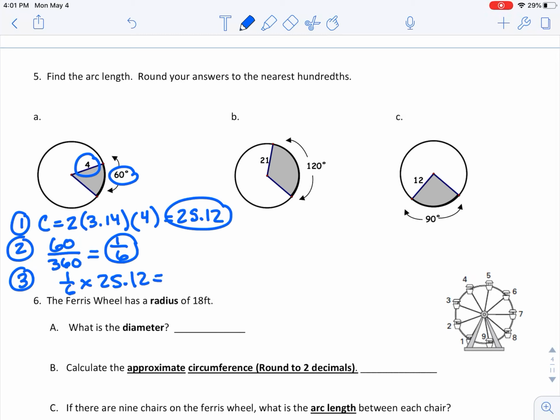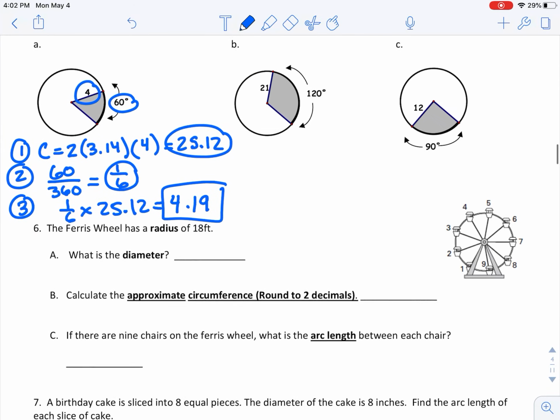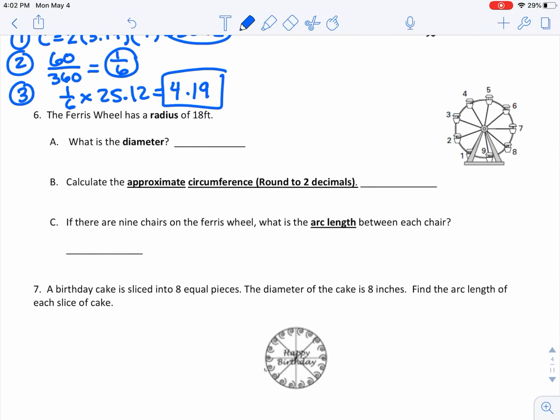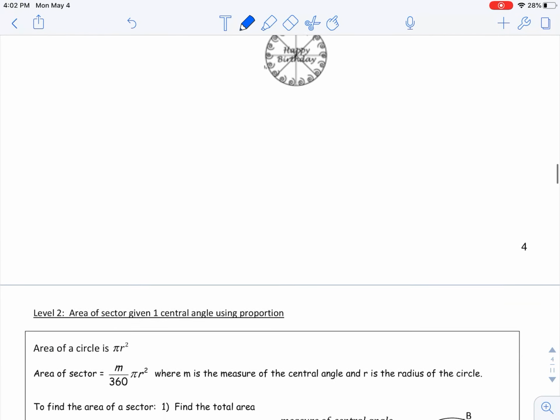Okay, so you're just going to have to do it a little bit more on your own. And remember those steps. And 4.19. Okay, round your answers to the nearest hundredth, so that's what I did there. So you're going to have to remember the steps for B and C, and then there's just a couple of problems. Try your best on these two. They're like actual problems in the real world with circles and trying to figure that out.